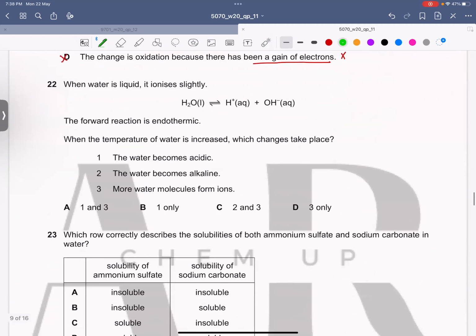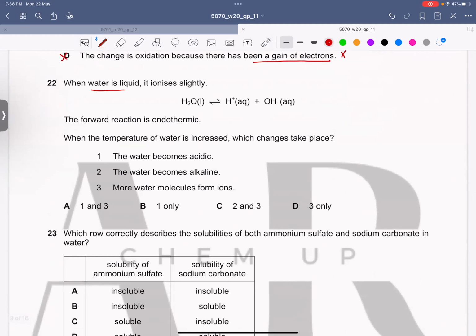Now, when water is liquid, it ionizes slightly. So water dissociates into hydrogen ions and hydroxide ions. The forward reaction is endothermic. It means that the delta H would be positive for the forward reaction, and for the backward reaction, it obviously would be negative. When the temperature of water is increased, which change takes place? The water becomes acidic. Is this correct or wrong?